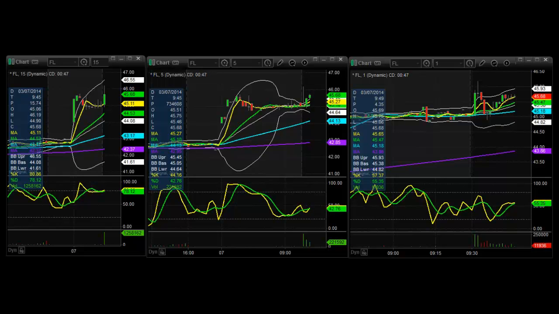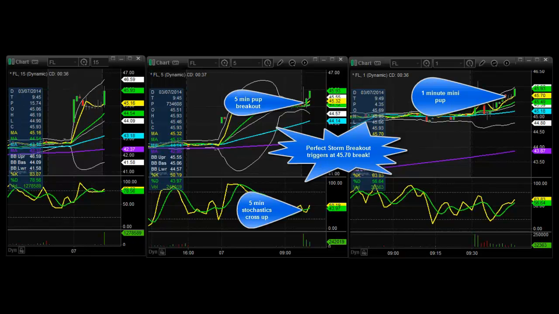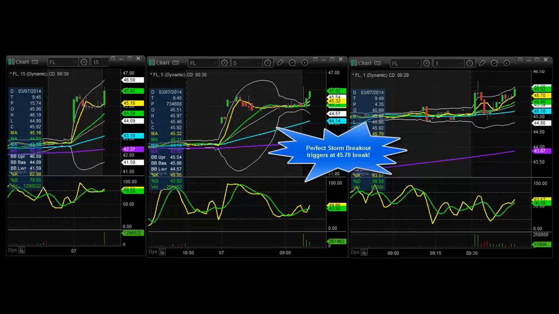set off a chain reaction, a detonation, and then a break. And look at that, 4580 overshoots, and look at that, buyers coming in, shorts getting squeezed, algos going to work. The 5-minute stochastics finally crossed up, so now you have the 5-minute pup breakout, and you have the 15-minute pup that's always been there. 3 lanes with pups and mini pups give you what? A perfect storm breakout. Okay, triggers above 4570, and actually the 4580 break was the real trigger there. That's what got the 1-minute to form that mini pup.